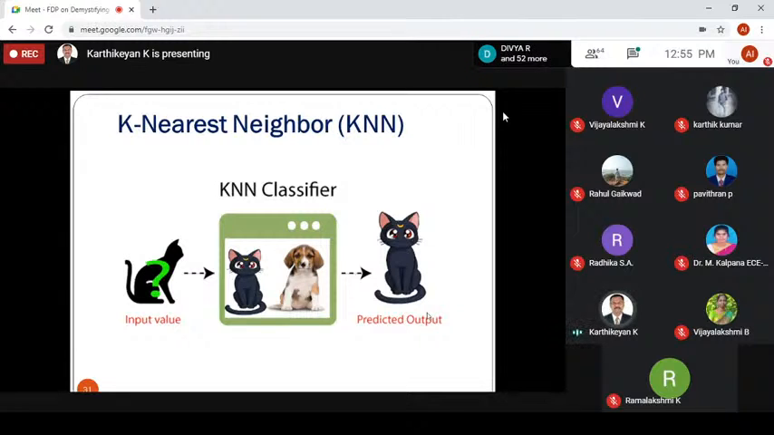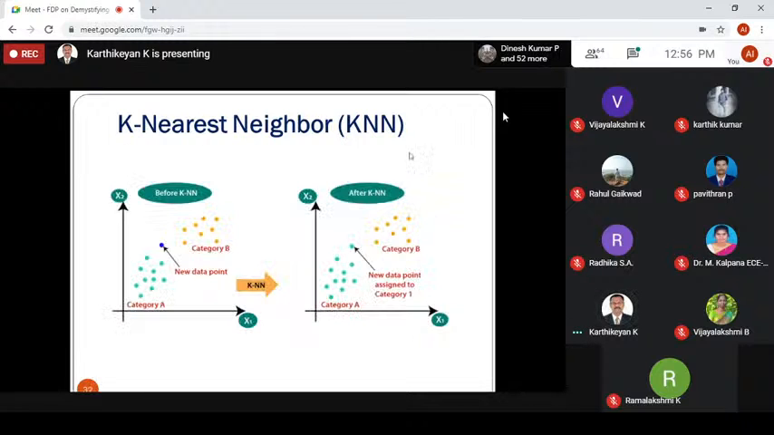Your predicted output will be a group of data. This is called K nearest neighbor. Now I will explain K nearest neighbor in detail. Say we already have two categories of data points available. x1 is one data point and x2 is another data point. We have a category A and a category B. Now one new data point is coming and it is over here.